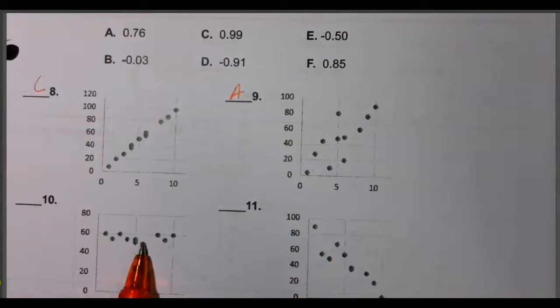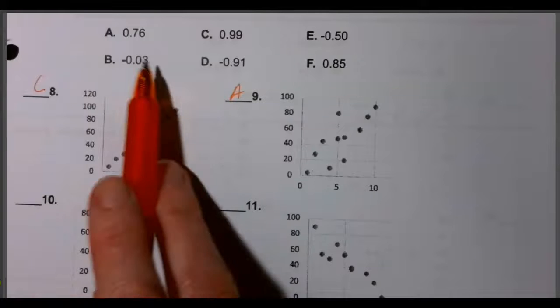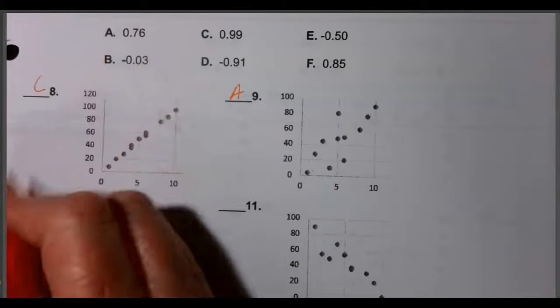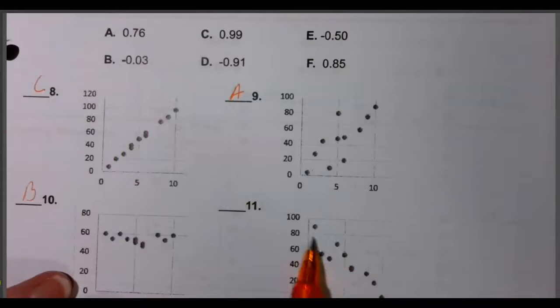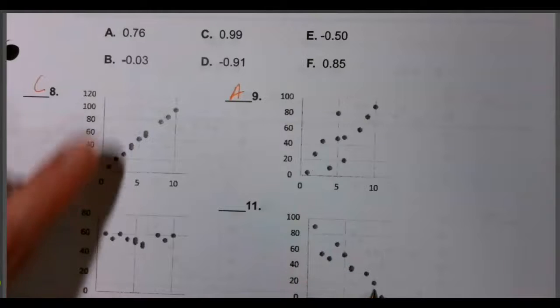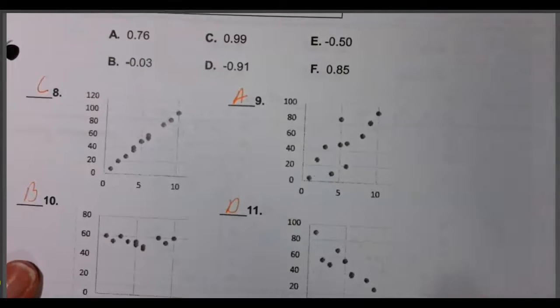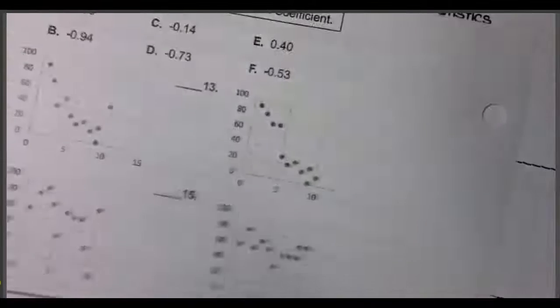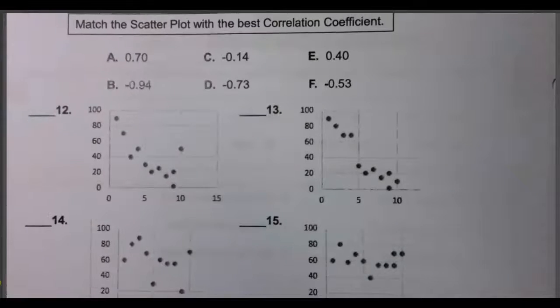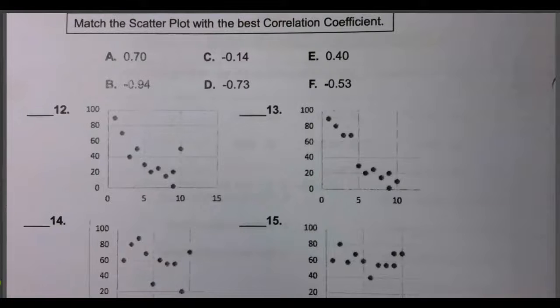This one, you can't really tell. It looks like a horizontal line, so I'm not sure if that's a positive or a negative. Anything super close to 0? Yep, that'd be B. This one's definitely a negative. It's fairly strong negative. What's my strongest negative? That's a D. You see how I did that? Okay. So try this next one on your own. I'm going to pause it. You do it, go, and then we'll compare answers.